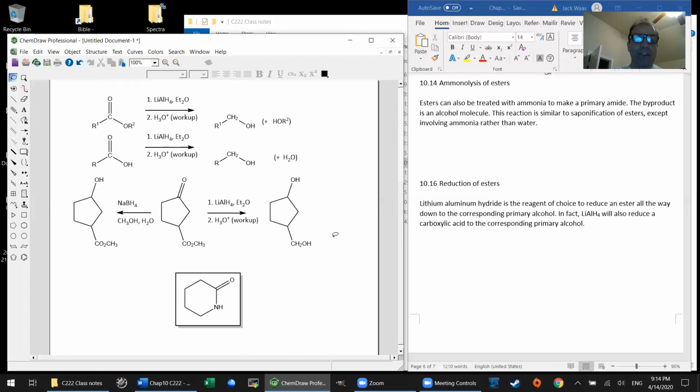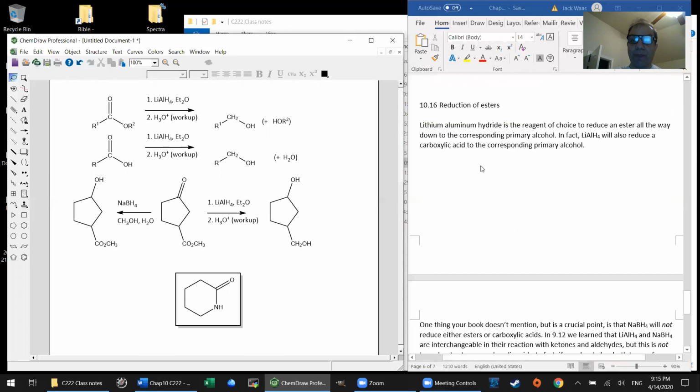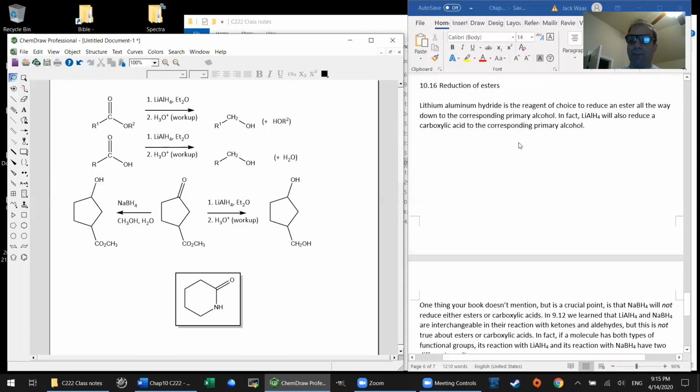One other reaction of esters that we should talk about is the reduction of esters with our old friend from the previous chapter, lithium aluminum hydride. And lithium aluminum hydride will reduce any ester to the corresponding primary alcohol. So it reduces it all the way down. The carbonyl carbon becomes a CH2 in the product. And then you will also get a molecule of almost certainly either methanol or ethanol. And that's water soluble. That's going to wind up in the waste jug after the inevitable aqueous workup.